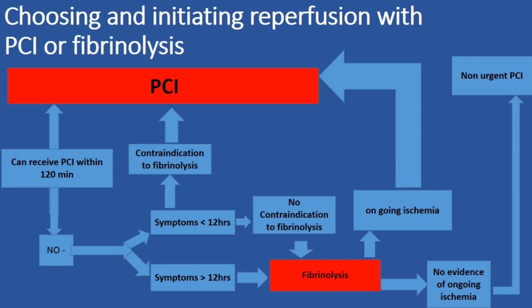Once you have given fibrinolysis, you should analyze whether there is any ongoing ischemia. If there's ongoing ischemia, we should refer the patient for urgent PCI. But if there's no evidence of ongoing ischemia, then we can arrange non-urgent PCI later. So this is the main guideline for initiating the reperfusion therapy.